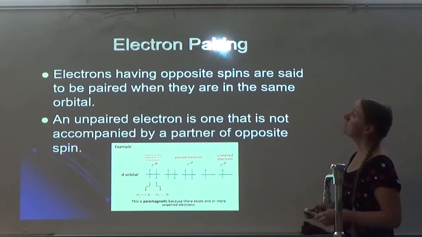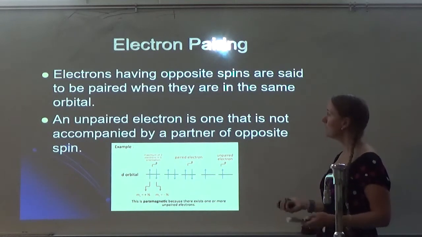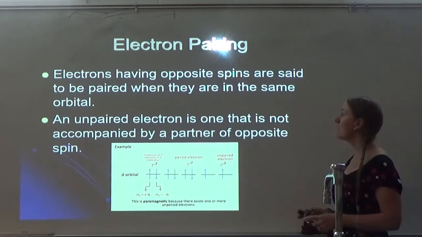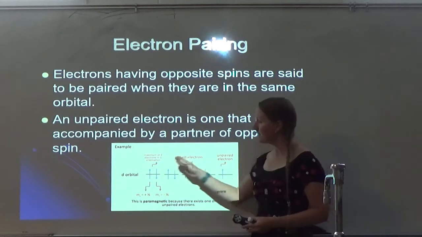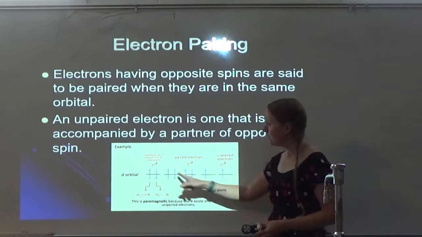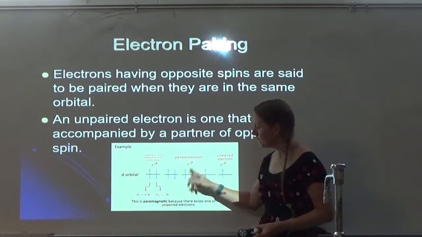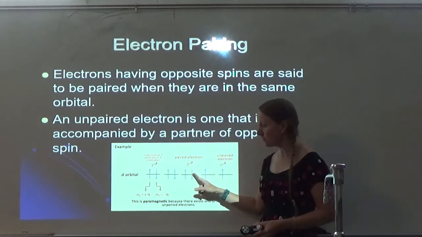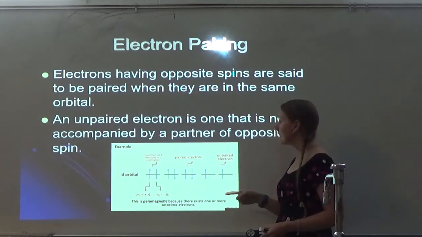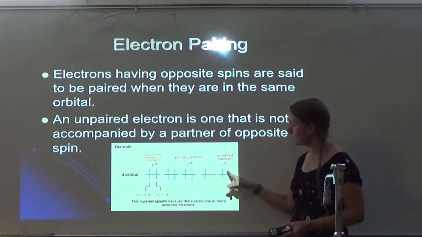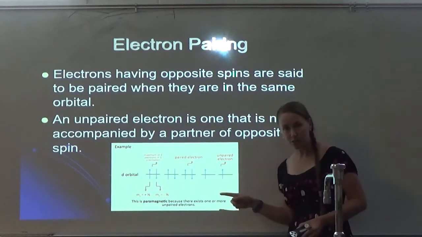Electrons having opposite spins are said to be paired when they are in the same orbital. An unpaired electron is one that is not accompanied by a partner of opposite spin. So for example, if the question asked how many paired electrons do I have? Well, these two are paired, these two are paired, these two are paired. So we have 6 that are paired. See how there's one up and one down in each orbital? But if it said how many unpaired, those are ones that don't have a partner. So it would be 2 unpaired electrons.